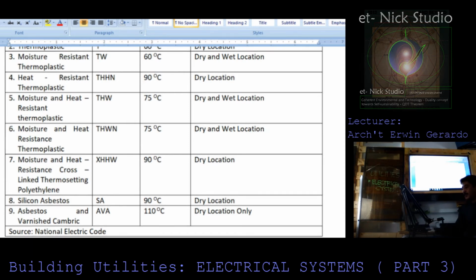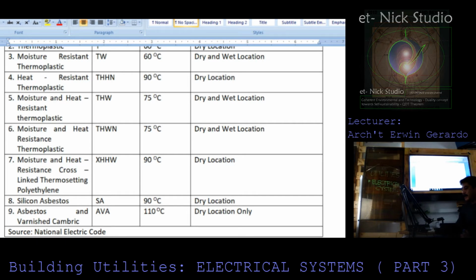Number 8, silicon asbestos, having an abbreviation of SA. Its operating temperature is 90 degrees Celsius. Widely used in dry locations. Number 9 is the asbestos and varnished cambric, having an abbreviation of AVA. Its operating temperature is 110 degrees Celsius. Widely used in dry locations only.